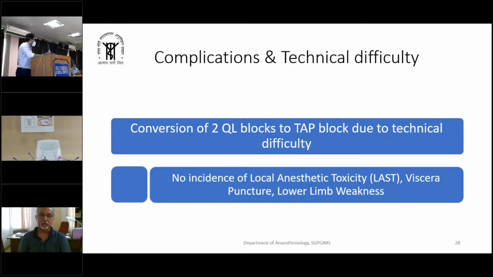Lower limb weakness might occur due to trickle of the local anesthetic, which is deposited in between muscle planes, when it reaches the lumbar plexus. When it reaches the lumbar plexus, it results in lower limb motor weakness. However, we encountered technical difficulty in the performance of two QL blocks. In these, we were able to visualize the QL, however we were not very happy regarding the anterior facet of the QL block, and we were not able to locate it well with our needle and saline hydrodissection. Hence, we decided to convert these two QL blocks into TAP blocks, and these TAP blocks were included in our study.